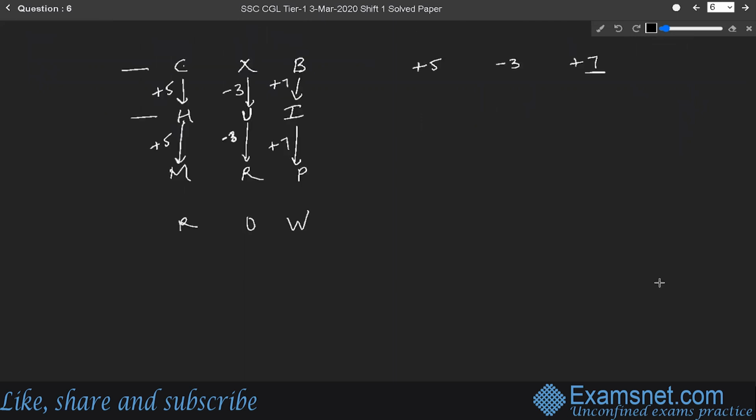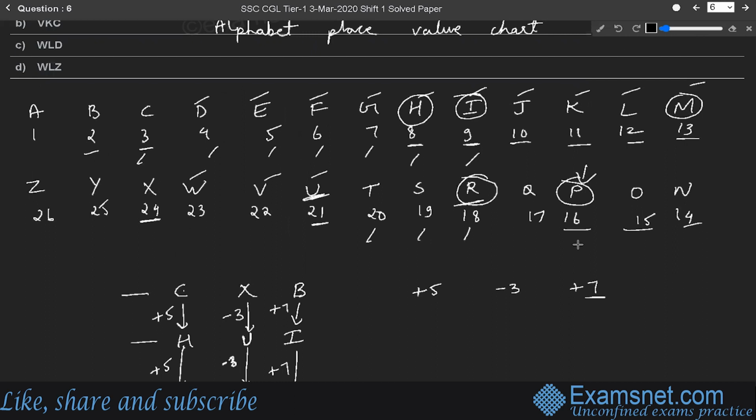Similarly, checking it for the next part, M and R. So M plus 5 gives R, R minus 3 gives O, and P plus 7 gives W. We can check it too. M plus 5. M is present here. If we have to add 5, then we'll go in this direction. So 1, 2, 3, 4, 5. So M plus 5 is R. Next was R minus 3. R minus 3 will be in the opposite direction. So 1, 2 and 3. So R minus 3 is O. And next was W and D. You can see that.